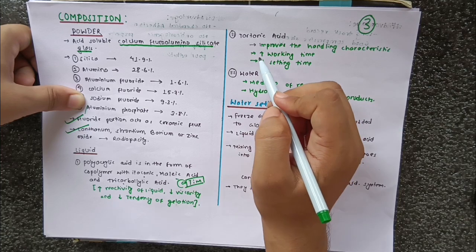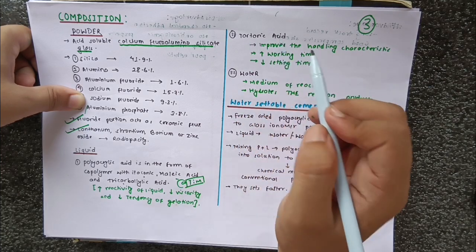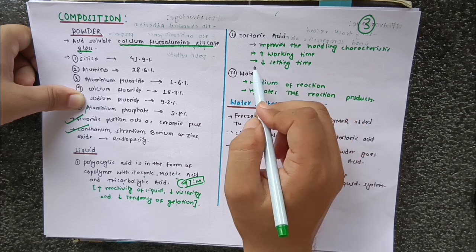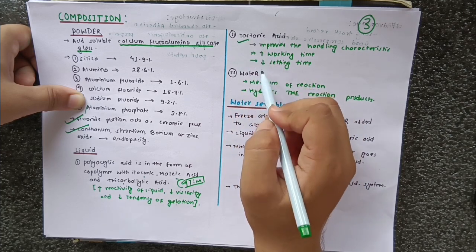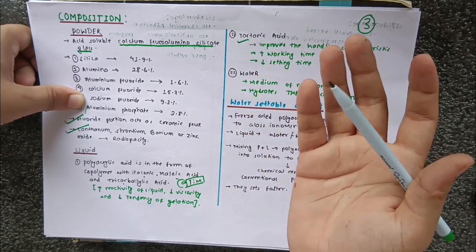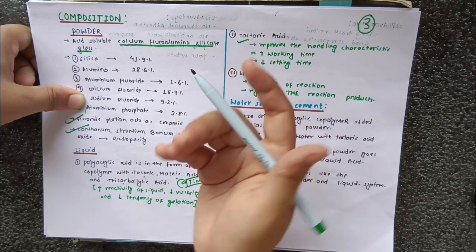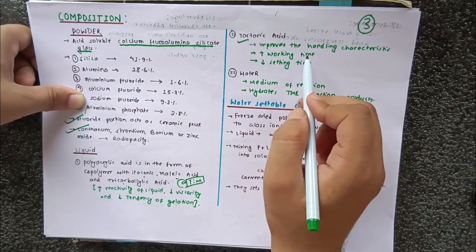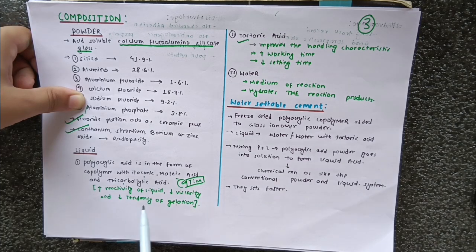After that, tartaric acid is also present there. It improves the handling characteristics, the working time is increased, and it decreases the setting time. So just remember these 3 points. What does the tartaric acid do in this liquid? They can ask you in the exam. And as I have missed here, the polyacrylic acid in the form of copolymer increases the reactivity of the liquid, decreases the viscosity, and decreases the tendency of gelation.